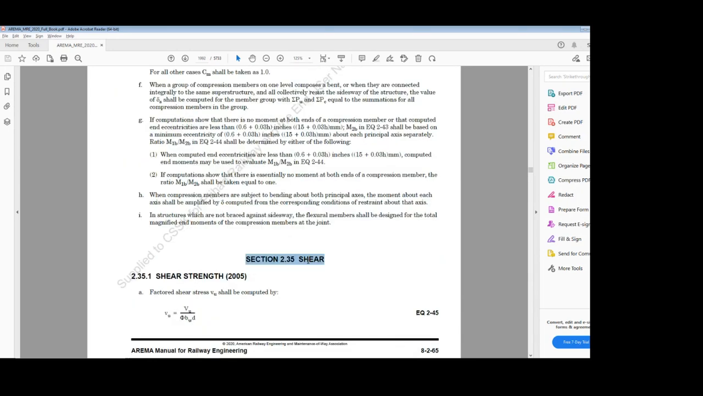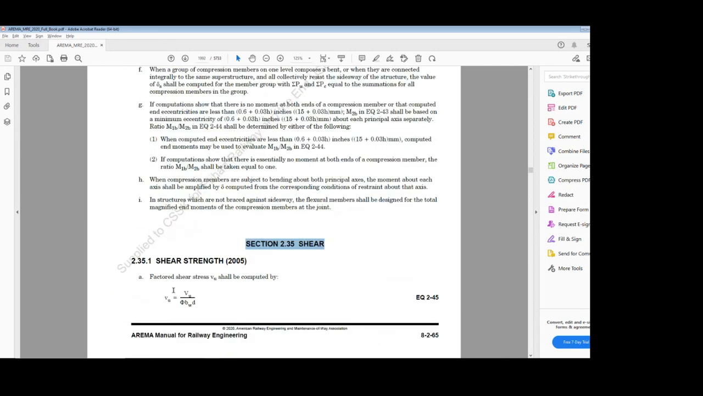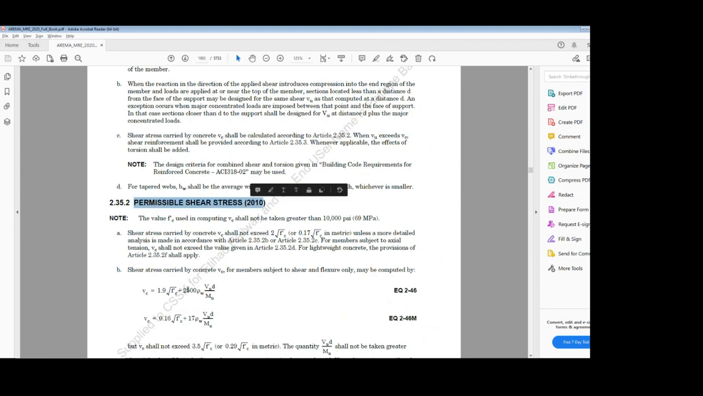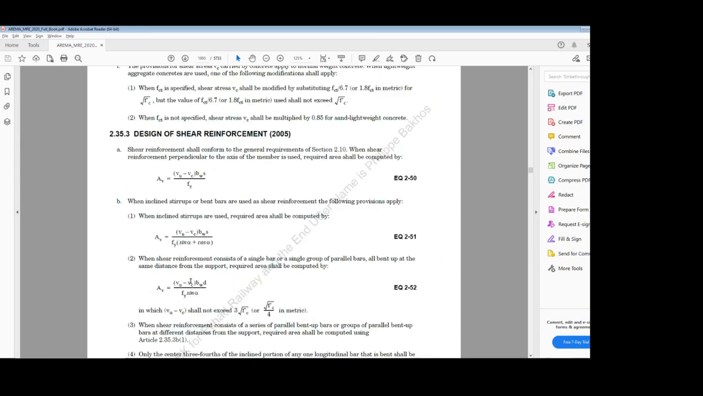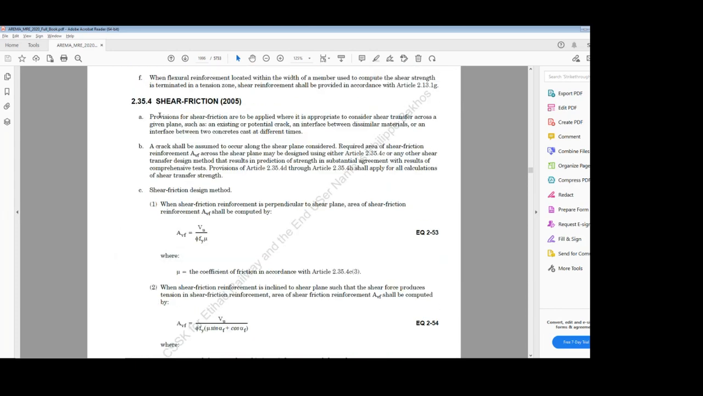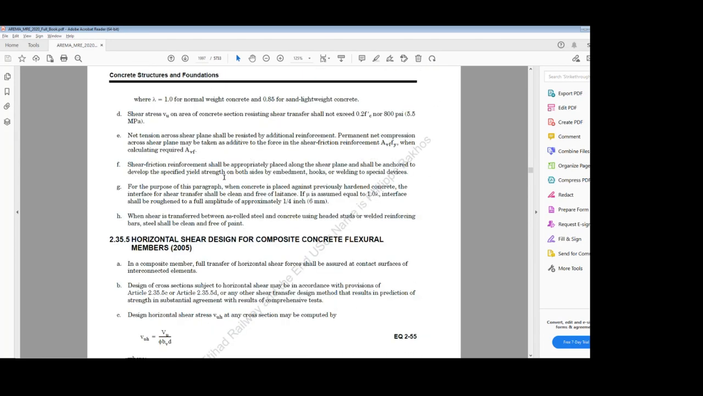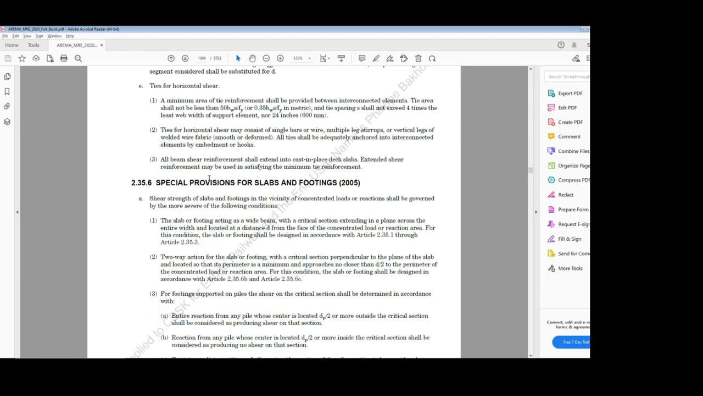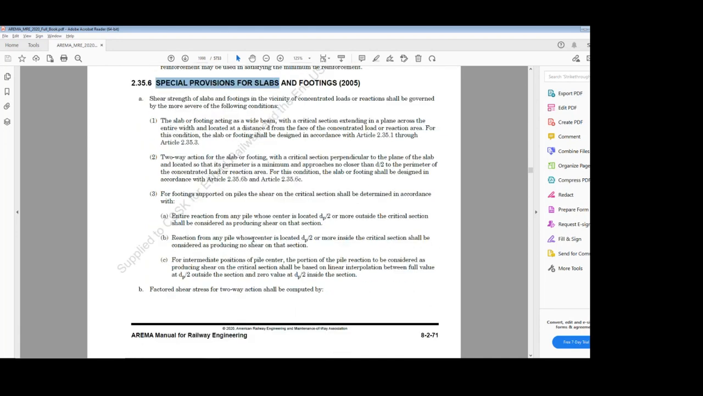Now shear. They have given how to calculate shear stress and then the permissible capacity of concrete. In excess of the capacity of concrete, we have to design shear reinforcement. Then shear friction for composite sections cast at two different times, and horizontal shear design for composite concrete flexure members, slab and footing. This is also important for you: how much reinforcement should be placed for slabs, top slab and bottom slab.